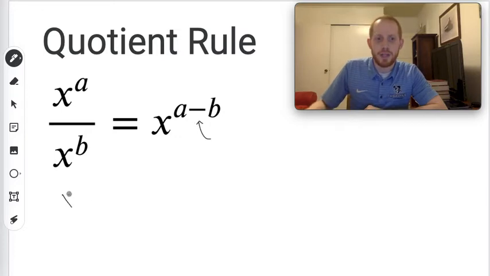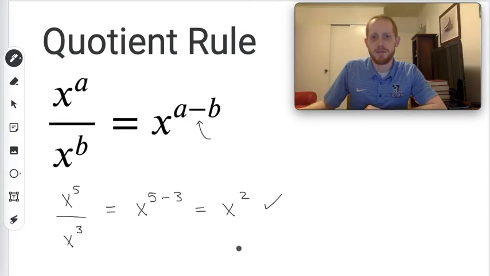So let's do a quick example of that. Let's do x to the 5th power divided by x cubed. This is going to give me x to the 5 minus 3 power, and 5 minus 3 is going to give me 2. So my answer is x squared. That's the quotient rule. Quotient means that you're dividing.